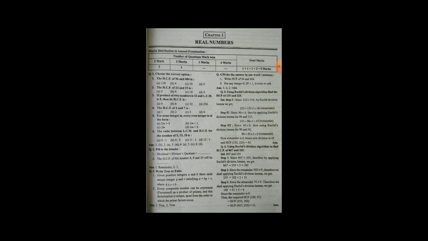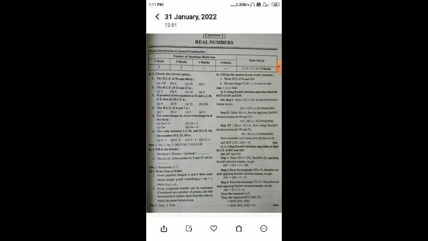Now, third question. The product of two numbers is 32 and LCM is 8, then what is its HCF? Now, there is a direct formula. The direct formula for this question is: LCM of A comma B is equal to, in the numerator, the product of those two numbers, that is A into B, upon HCF.